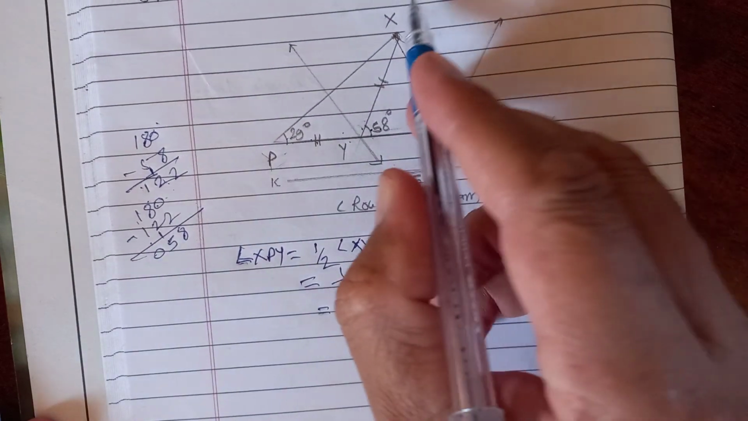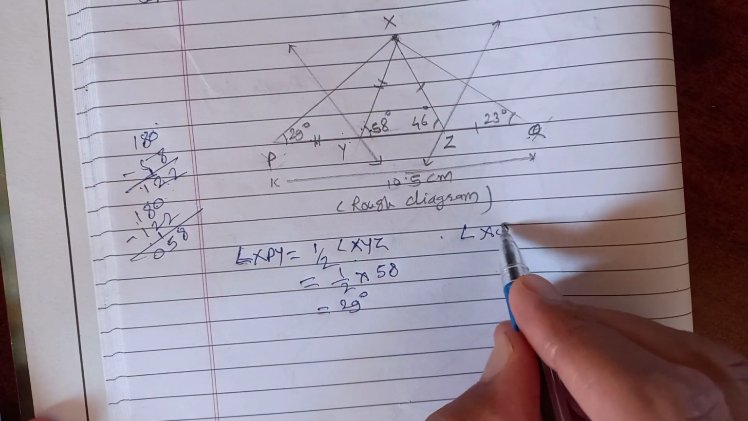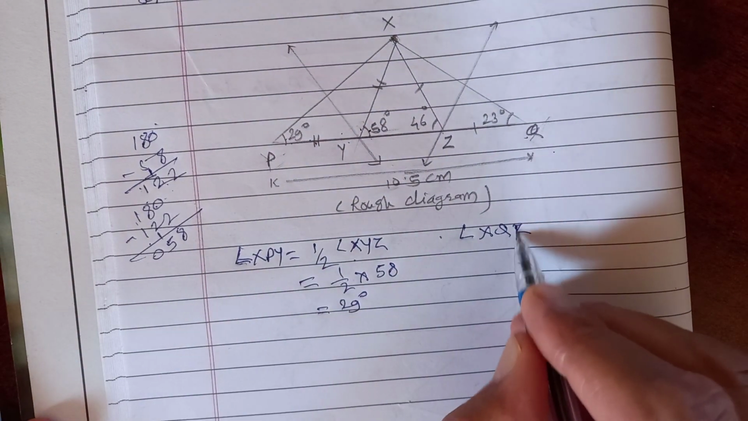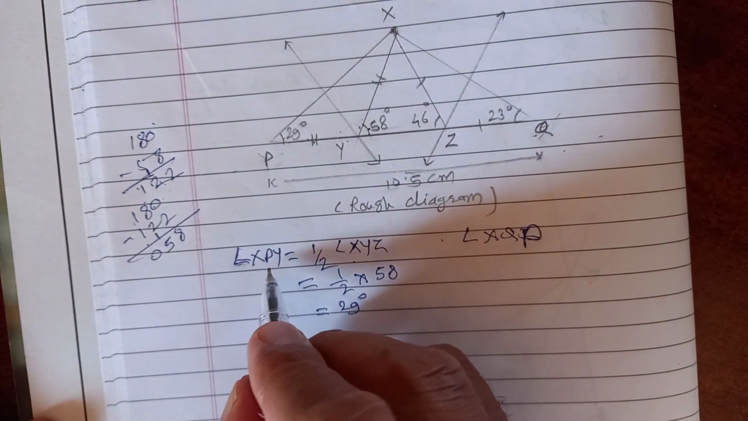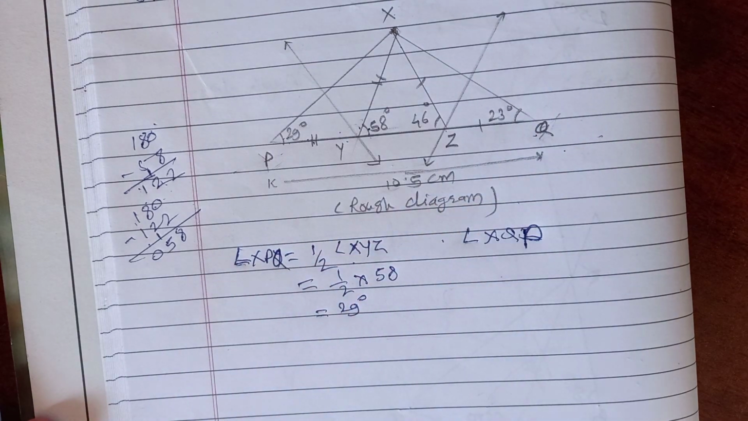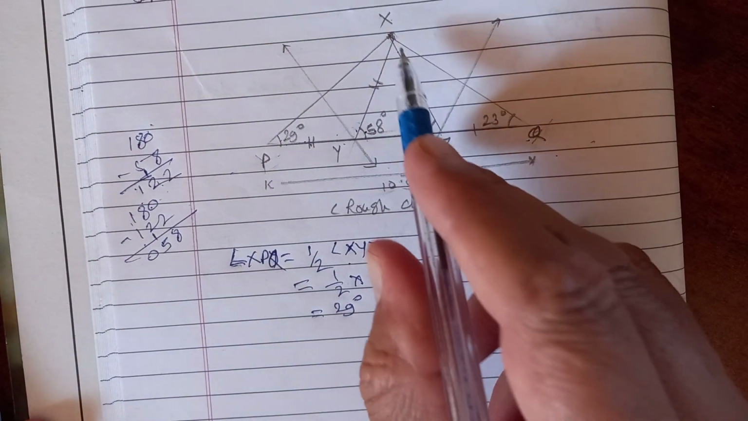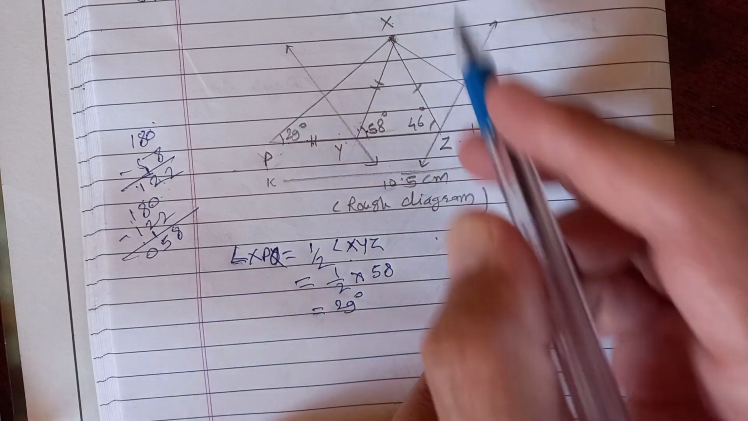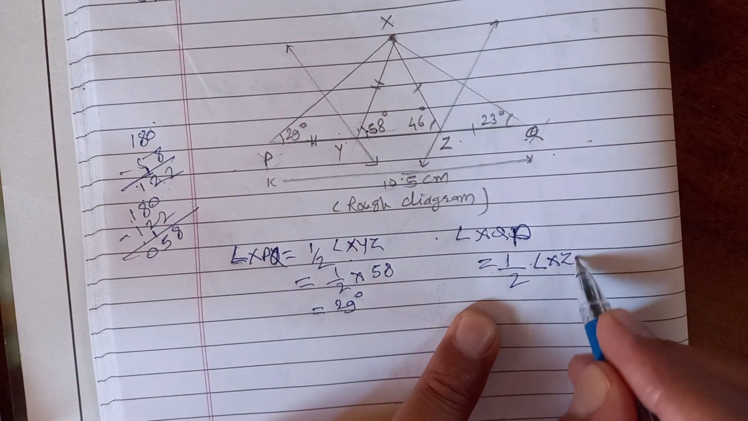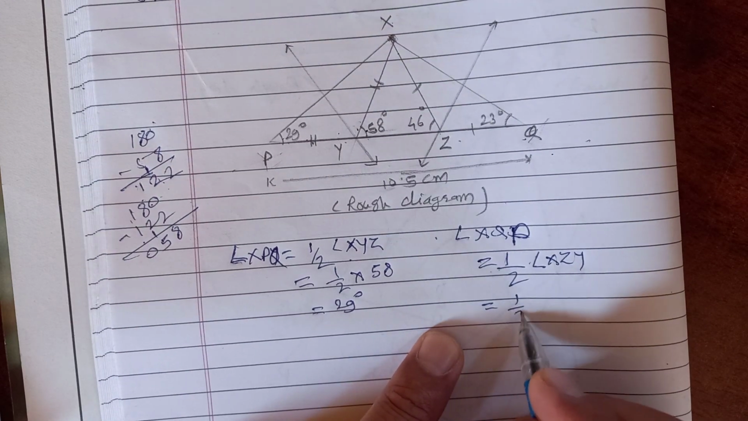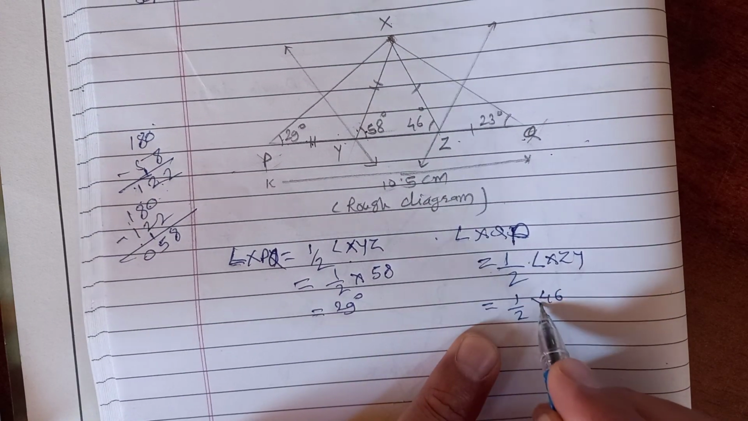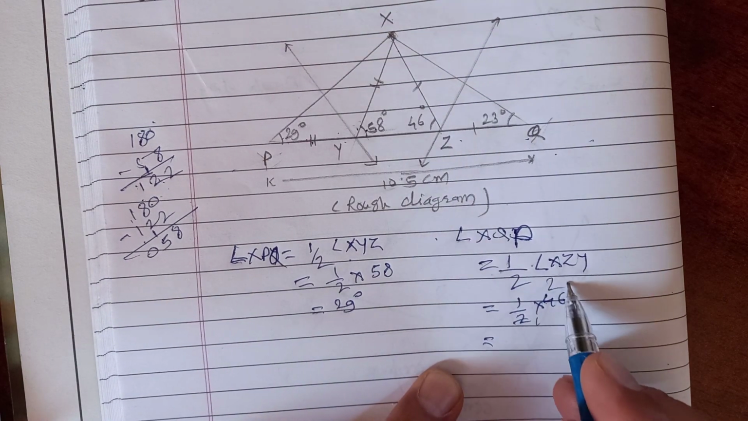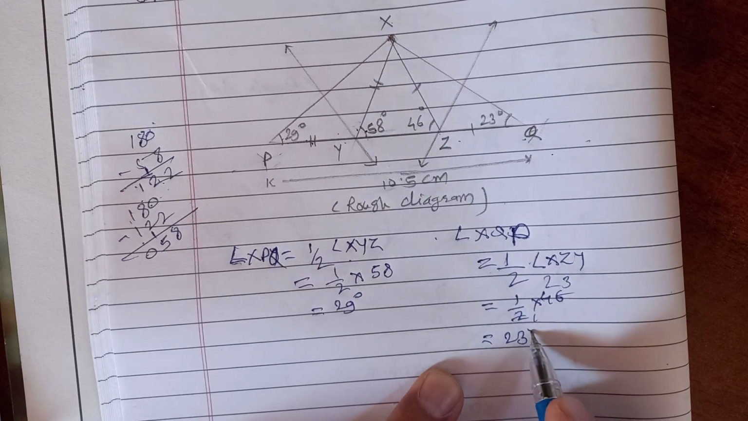Similarly, here angle XQZ, you can say XQZ or XQP also, and this is XPQ because the angle is the same. So what is this? Half of angle XZY. XZY is 46 degrees, so half of it is 23 degrees.